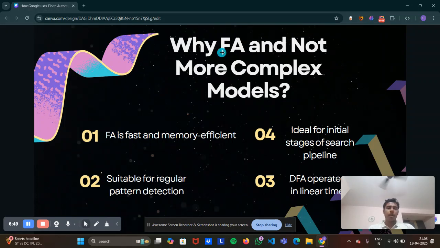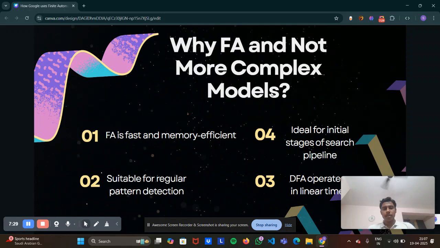Now, let us see why the Google search engine uses finite automata and not more complex models. You might be wondering why not use more advanced models like Turing machines or pushdown automata. Well, it's all about the trade-offs. While more complex models can handle a wider range of problems, they are also slower and require more resources. Finite automata are fast, consume low memory, and operate in linear time, making them perfect for real-time applications like web crawling and pattern matching.